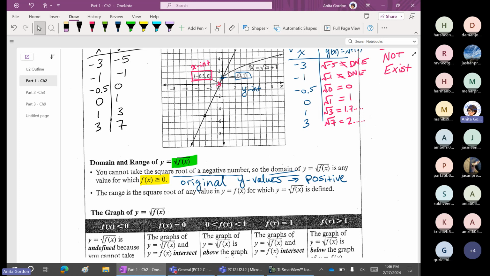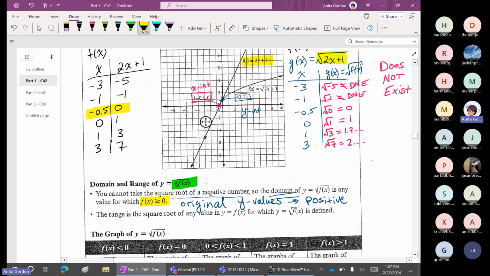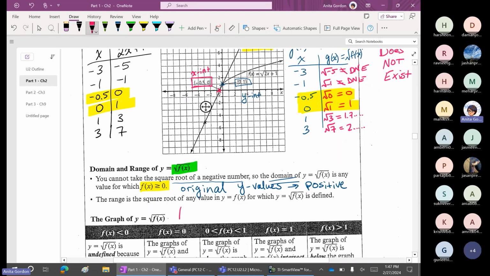Okay, so we have to have positive y values coming in from the original function in order to put it under the square root. The other thing that we are going to focus on is notice these two key points. The x values don't actually matter because when I go to square root, I'm more interested in the y values. So I'm going to use this as my star point.